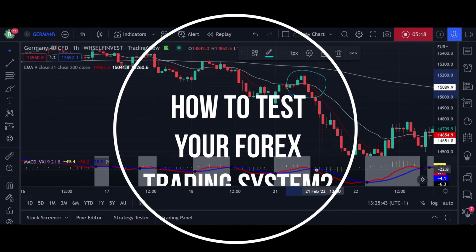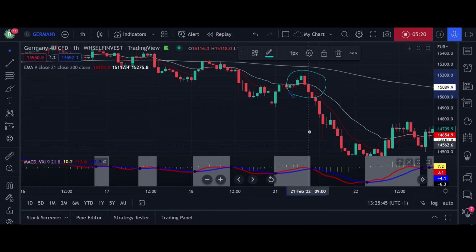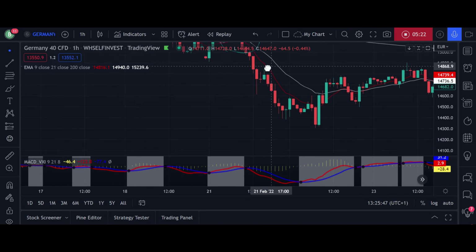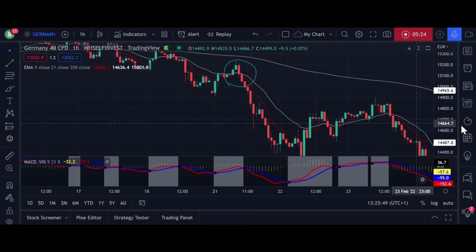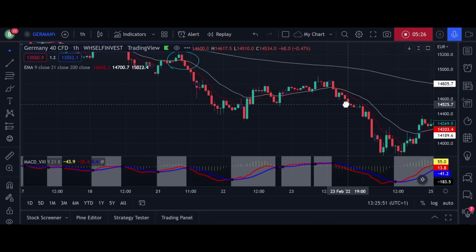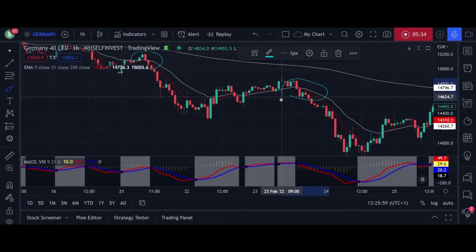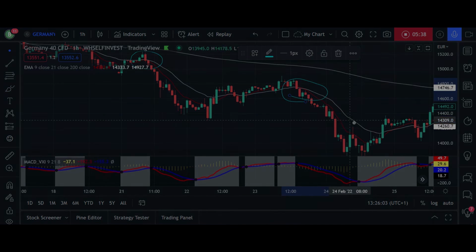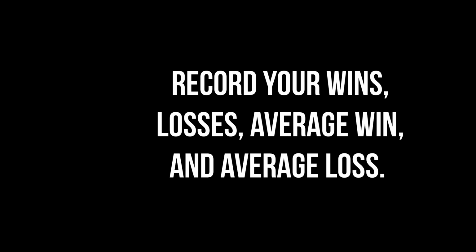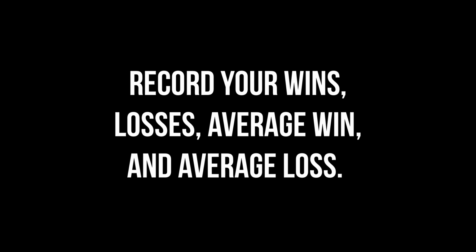How to test your Forex trading system. The fastest way to test your system is to find a charting software package, where you can go back in time and move the chart forward one candle at a time. We suggest TradingView. It is free and easy to use. When you move your chart forward one candle at a time, you can follow your trading system rules and take your trades accordingly. Record your trading record, and be honest with yourself. Record your wins, losses, average win, and average loss.